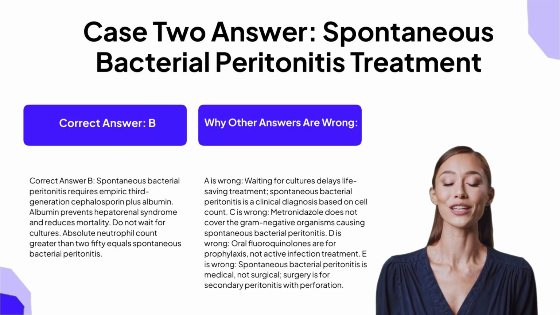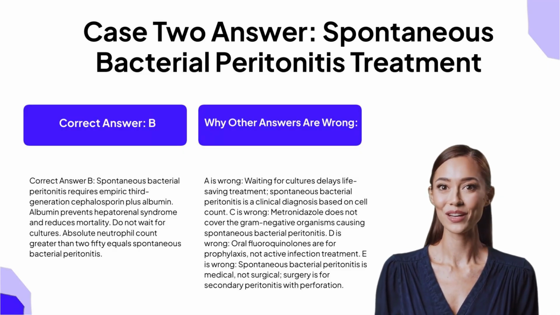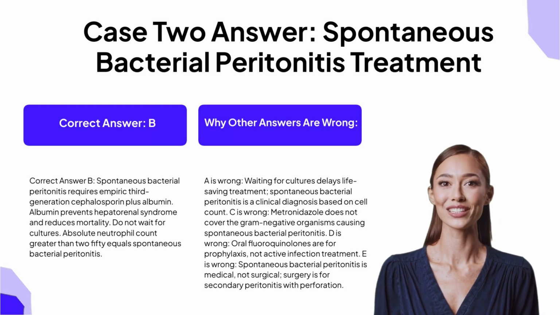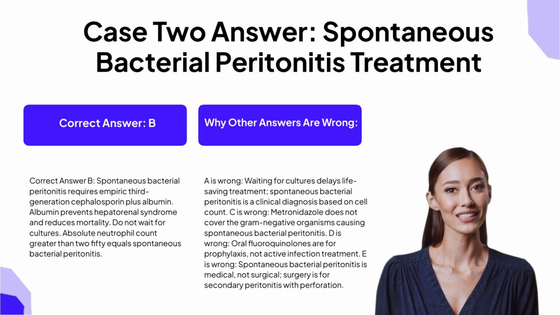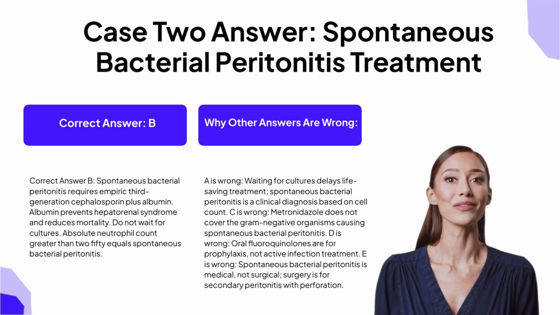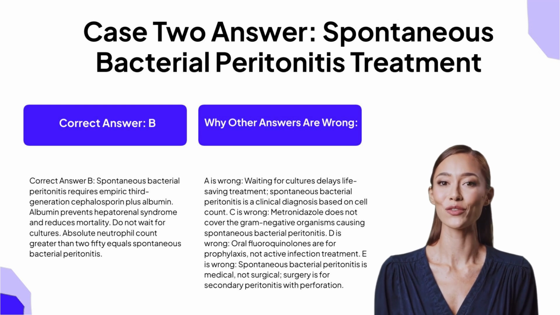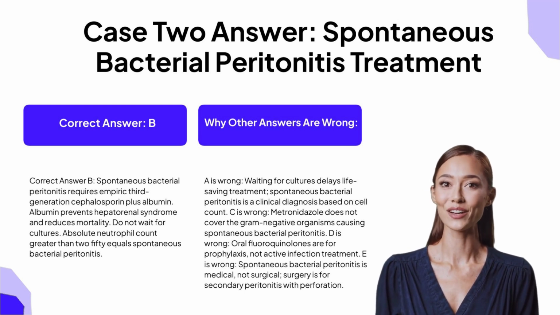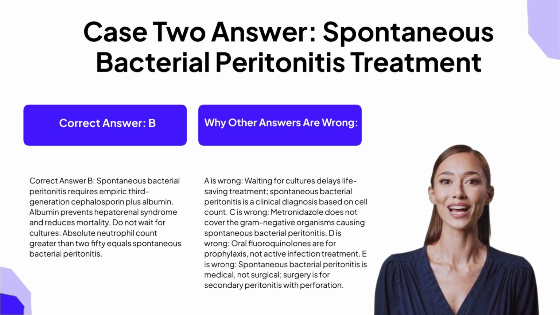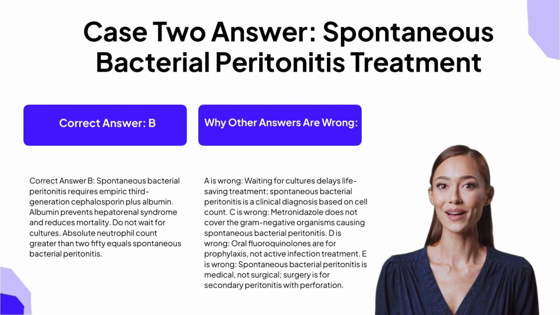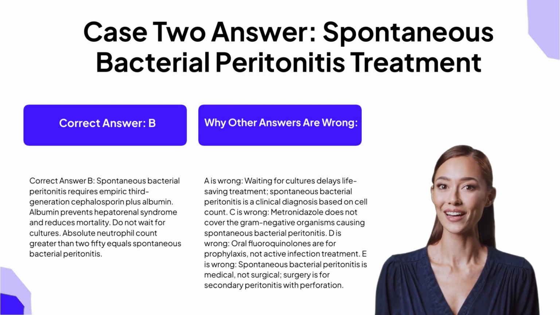The correct answer is B, ceftriaxone plus intravenous albumin. Let us break this down. First, calculate the absolute neutrophil count. 2,000 times 80% equals 1,600. That is way above the 250 threshold, so this is spontaneous bacterial peritonitis. Treatment is empiric third-generation cephalosporin plus albumin. The albumin is critical because it prevents hepatorenal syndrome and reduces mortality.